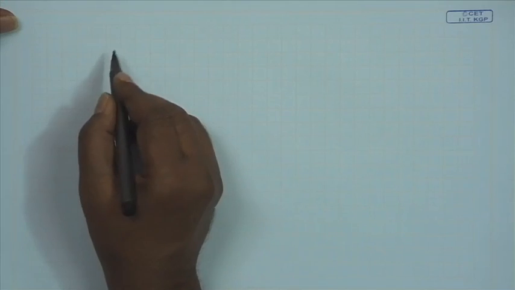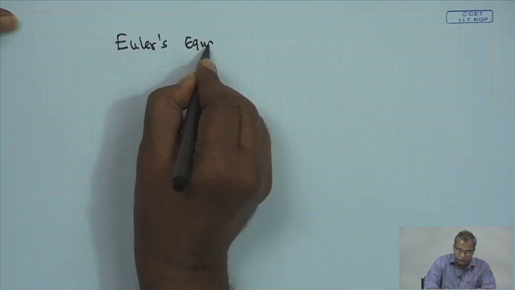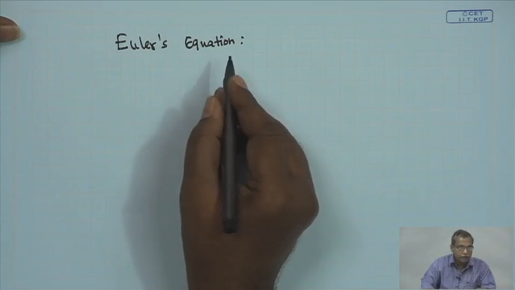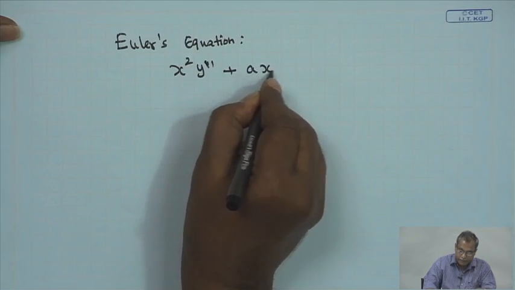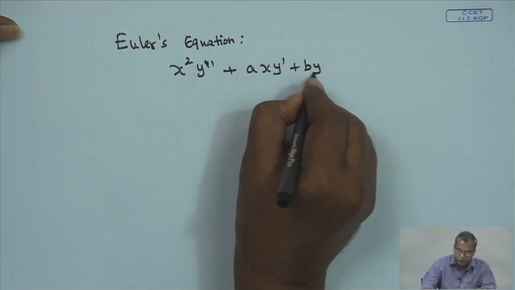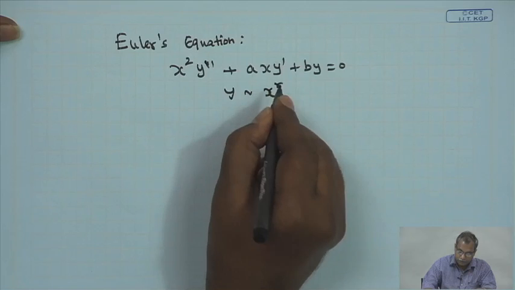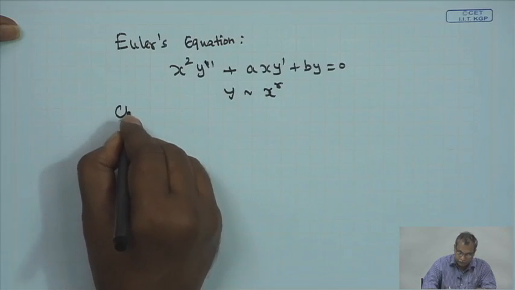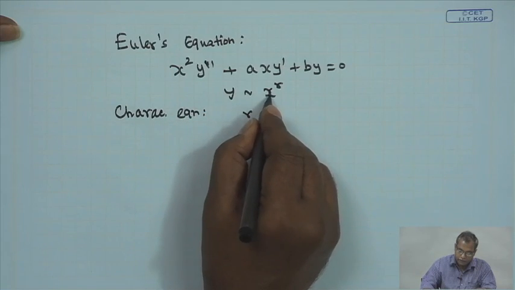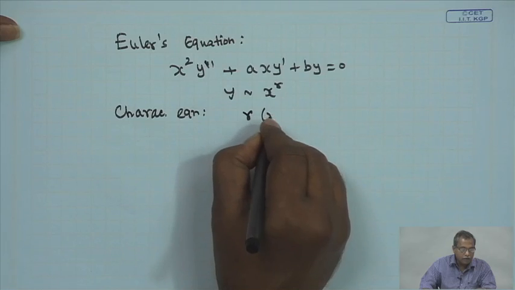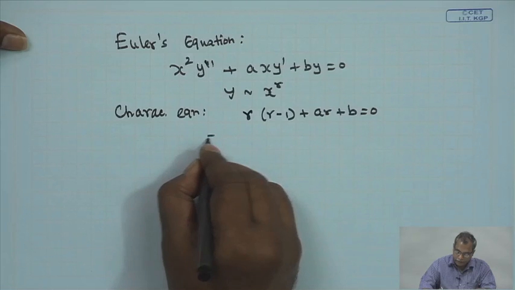The final special function that we will be talking about is Euler's equation. In some of the mathematical problems, you will encounter this type of equation. If you have an equation in the form x square y double prime plus a x y prime plus b y equal to 0, then the solution will be of the form y equal to x to the power r, and you will have a characteristic equation. Just put x to the power r in the governing equation, r(r minus 1) plus a r plus b is equal to 0, and you will get a quadratic in r.